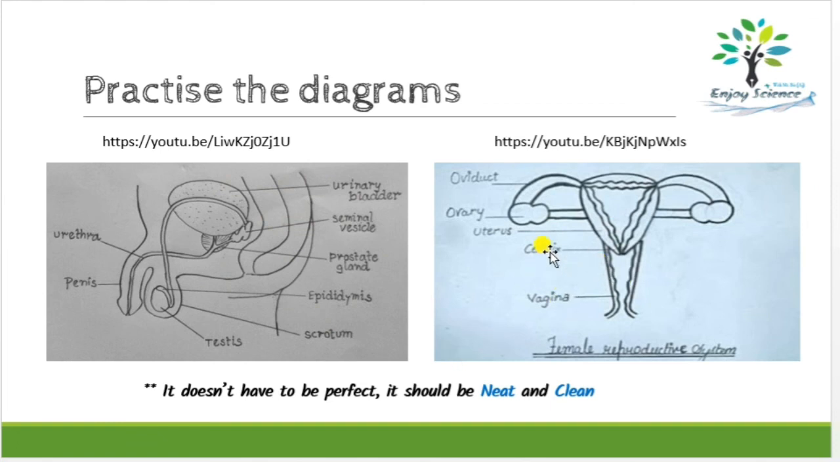I know some of you may struggle while making diagrams like this. So for that I have pasted two links. You can go to these links and learn how to make the diagrams, because the person in this video has shown how to draw this kind of structure in a very easy way. What you need to do is practice these diagrams, label them, and also write the functions of their parts.